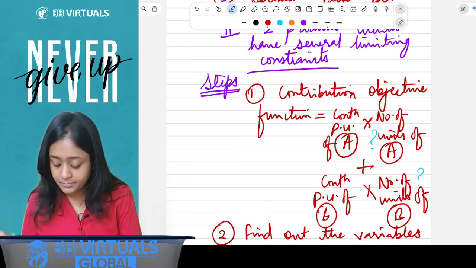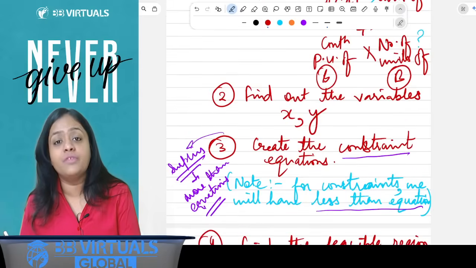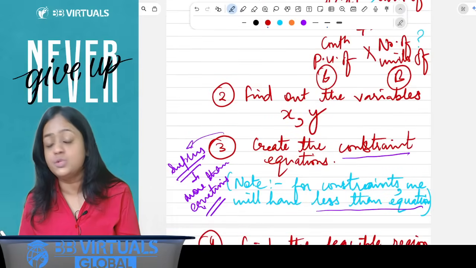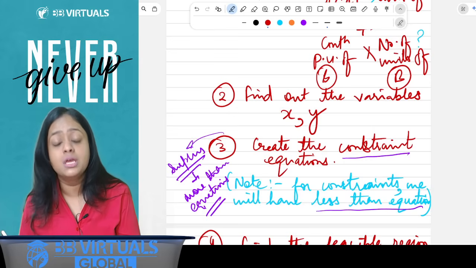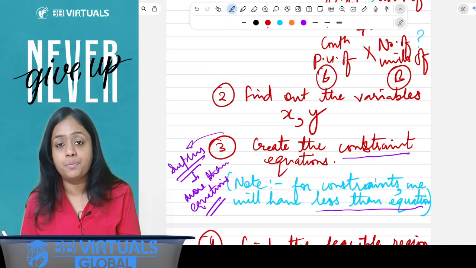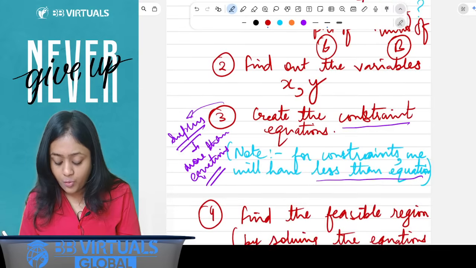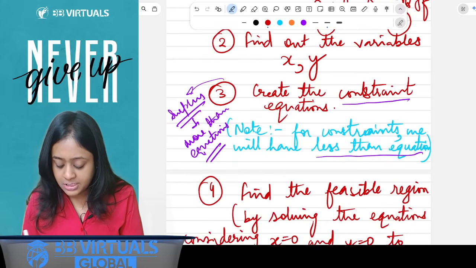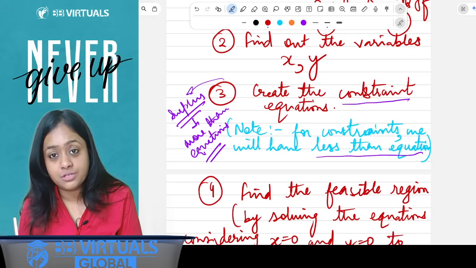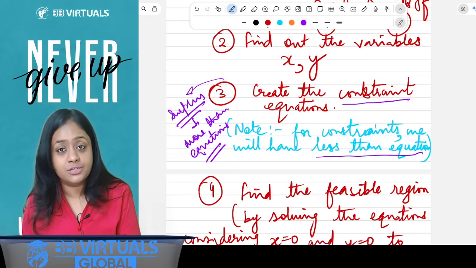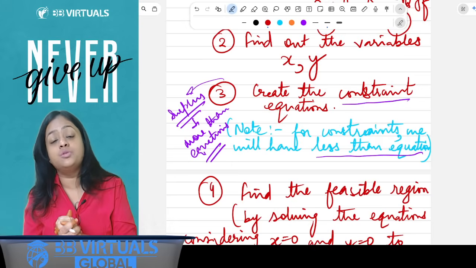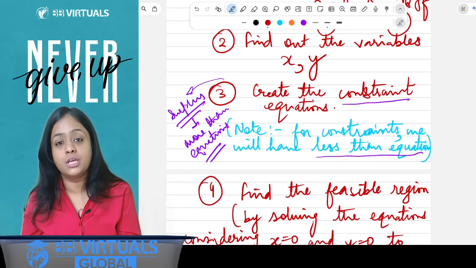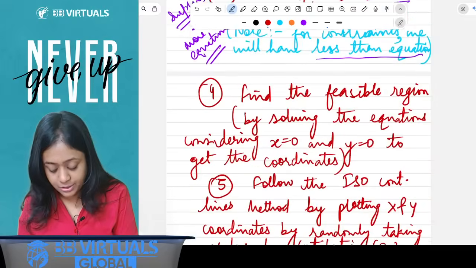Okay. Second is find out the variables. Here you will always have two variables in your PM exams. You will not work with more than two variables. So x and y are the variables typically that we can use. Now we will create the constraint equations. Note, for constraints we will always have less than or equal to equations, because constraints always mean that there is something which is always limited. So we will create these constraint equations which are less than or equal to equations.